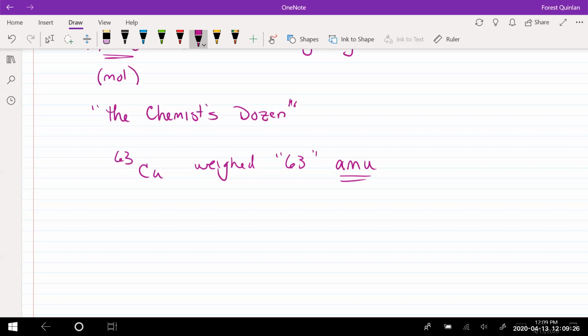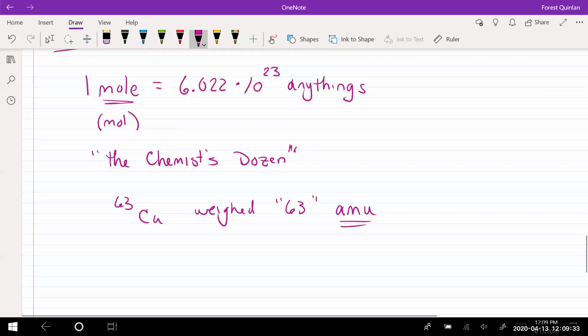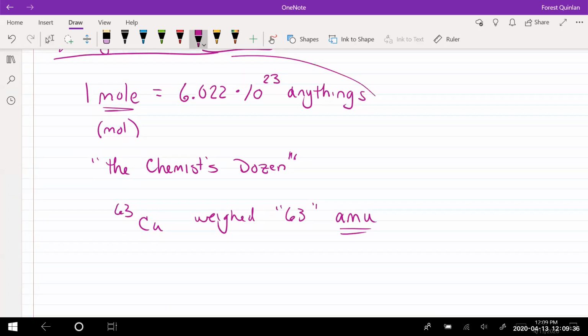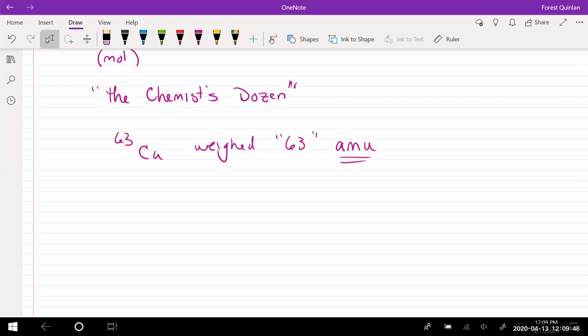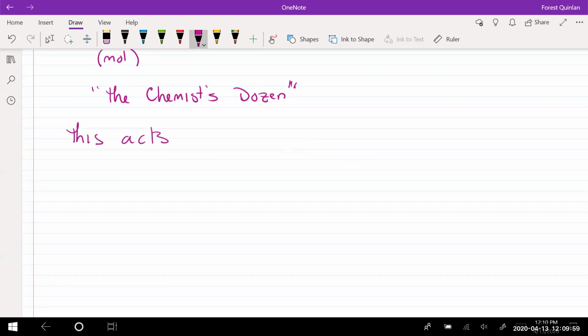That's impossible. So what Avogadro says is, look, we need it to be physically measurable, and here's what we're going to do. If you get me 6.022 times 10 to the 23 anythings, it's going to equal something that I'm going to call a mole, and P.S., it's also going to now make it measurable. So I'm going to go ahead and get rid of this copper 63 thing because I don't want your notes to get all muddy, but the chemist doesn't. What this does is this acts as a scaling factor.